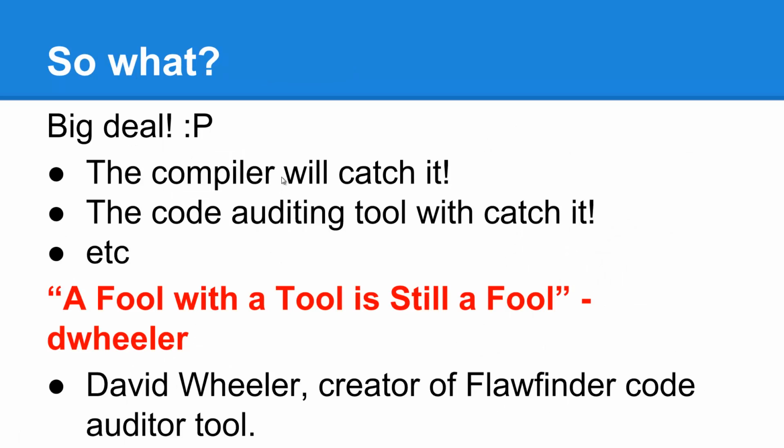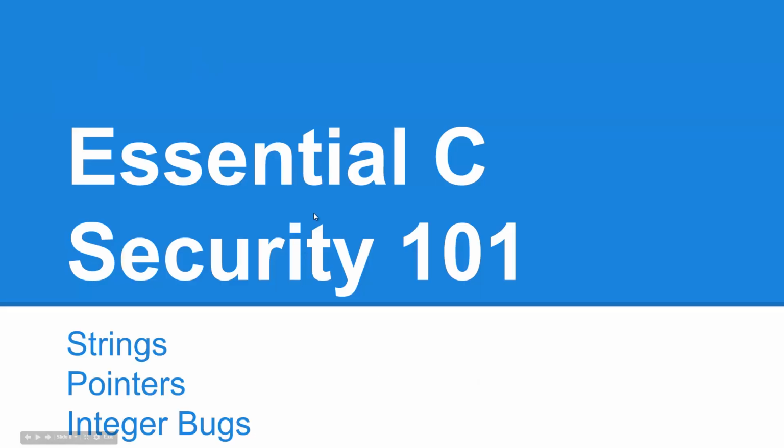So if you're still skeptical at this point, you may think that a compiler will catch it if you use the right flags, or your source code auditing tool will catch it as well. That's all well and good, but if you don't understand the fundamentals, a fool with a tool is still just a fool. You may catch whatever you can for now, but it's going to stagnate, and you're going to fall behind in the ever-growing security game. It's a fast-paced moving field. So let's dive into the C101 lecture.